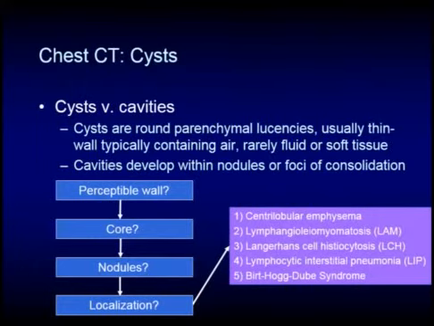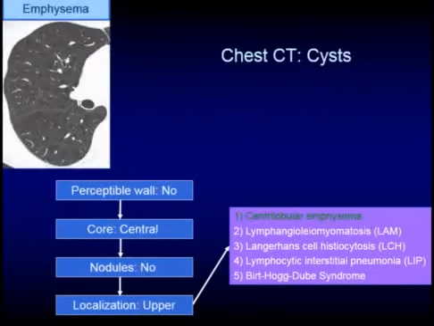And when you're dealing with cystic lung disease, these are probably the first four most common: centrilobular emphysema by far, Langerhans cell histiocytosis, lymphangioleiomyomatosis, lymphocytic interstitial pneumonia, and Birt-Hogg-Dubé. I know we always talk about it, but we don't see it that often. So let's look at the case of centrilobular emphysema.